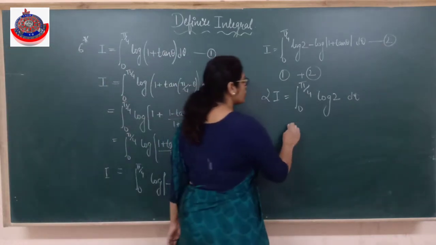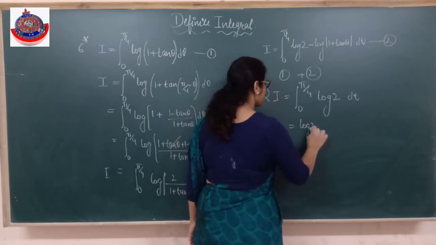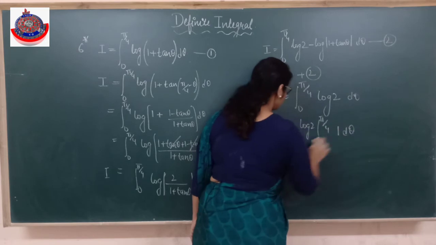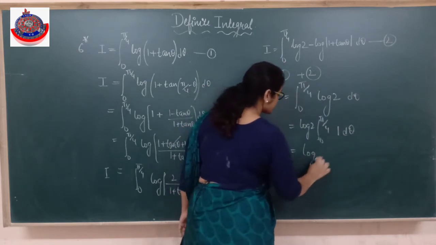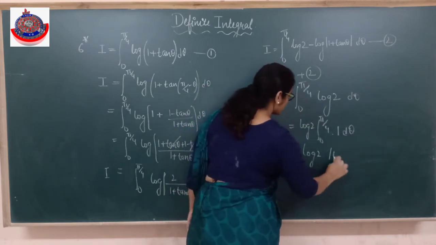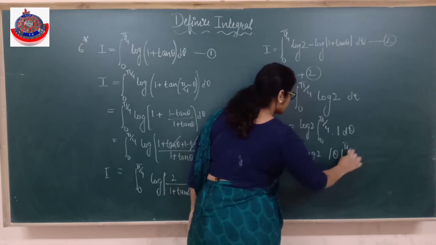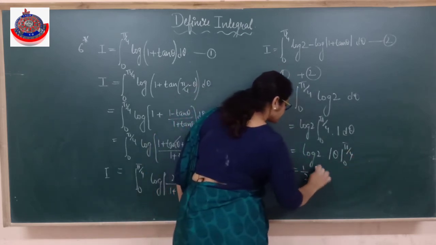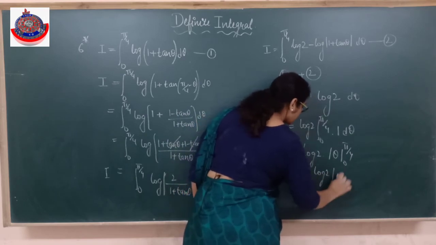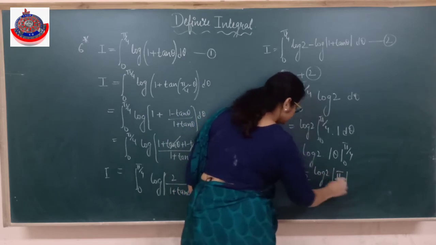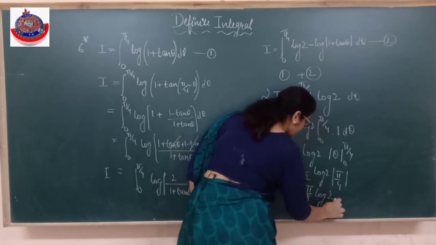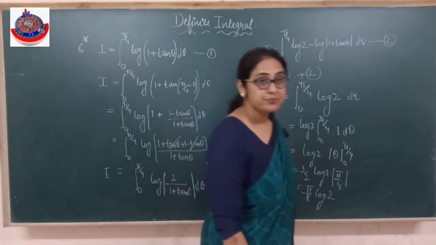Now integration log 2 is a constant that will remain out of the integral. That means I am left with 1. Integrate. 1 with respect to theta would be theta. Upper limit minus lower limit. This 2 will also come this side. π/4 minus 0. That is the answer. Clear, children?